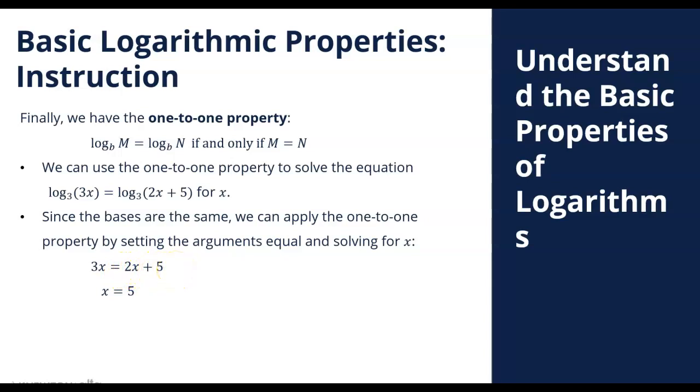This property is what we call the one-to-one property. And then we are just going to solve this equation here. So it boils down to solving this equation. You can transpose 2x to this side. So you have 3x minus 2x, that is equal to x. And then just bring this down, 5. So x is equal to 5.